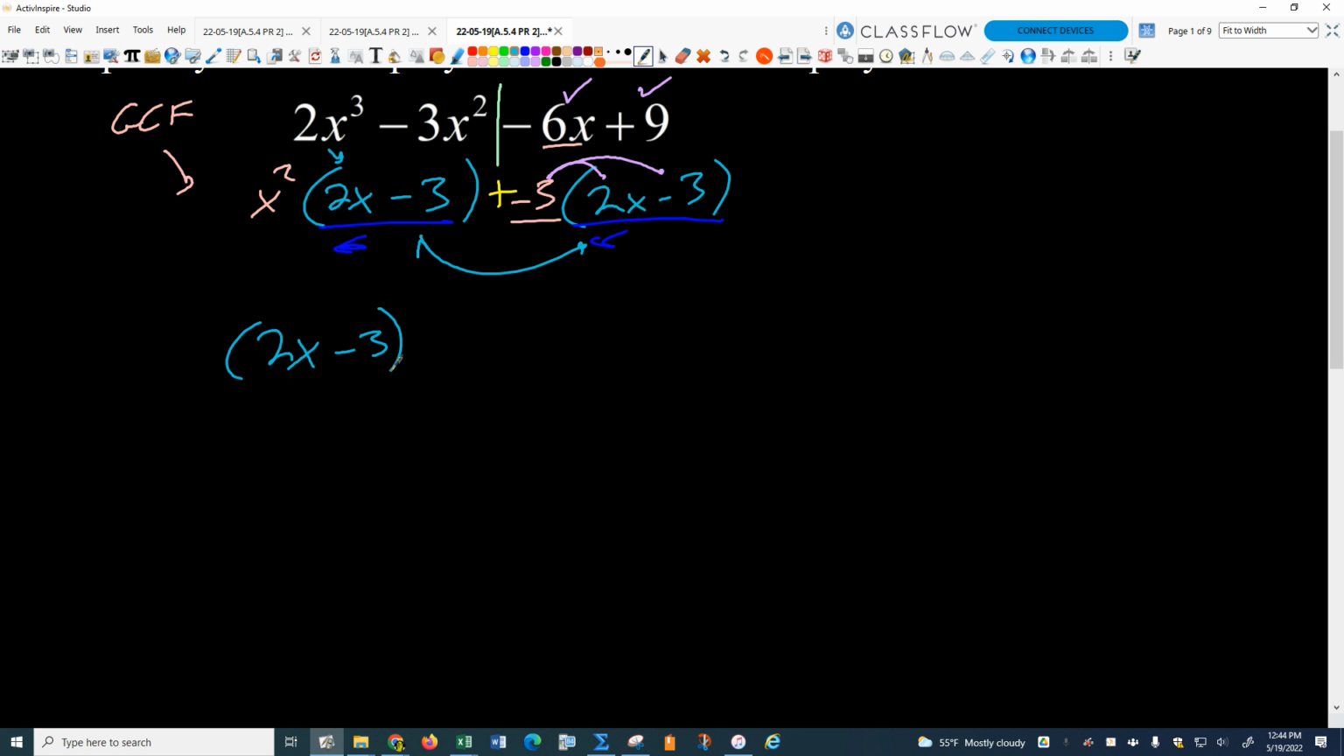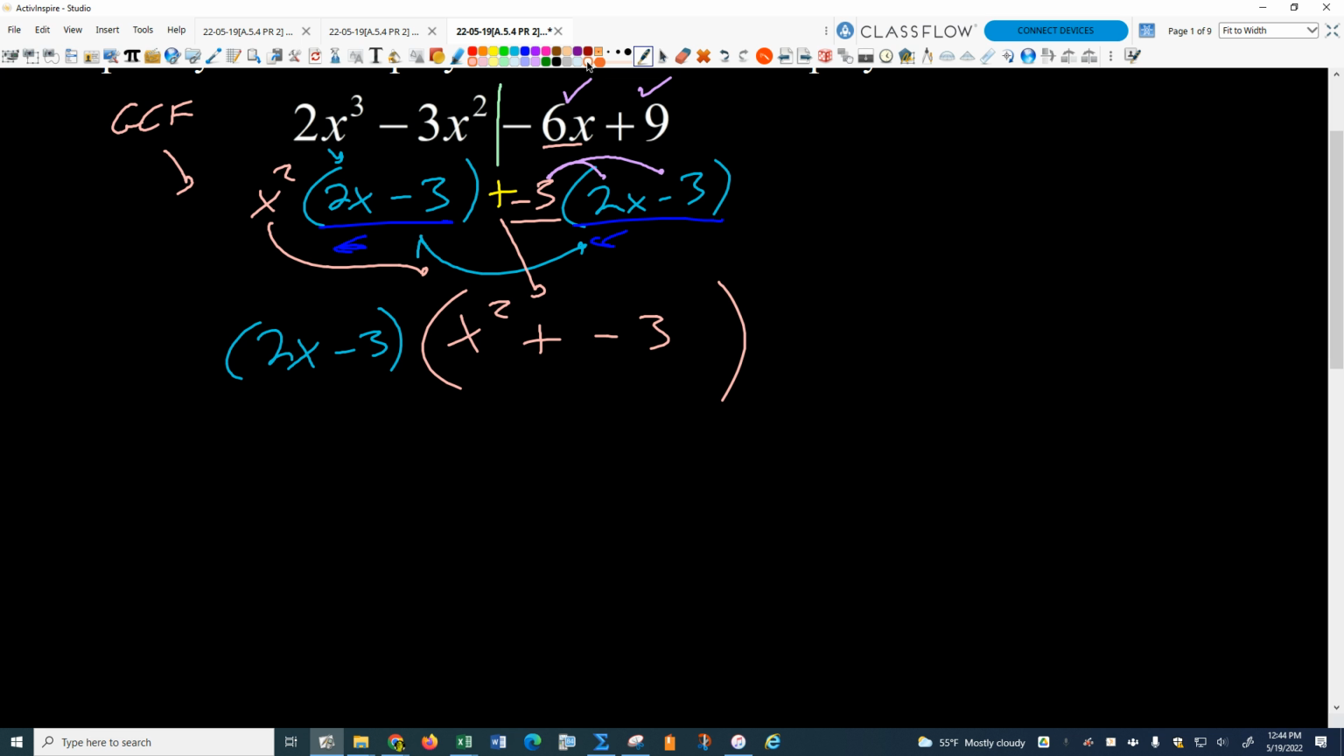That 2x minus 3. Okay, now what's left behind? What's left behind from the first group if I undistribute that 2x minus 3? X squared, good. So x squared is what's left from the first group, right? I've got my plus sign in the middle. And then what's left from the second group? Negative 3. Okay, so there's my answer.